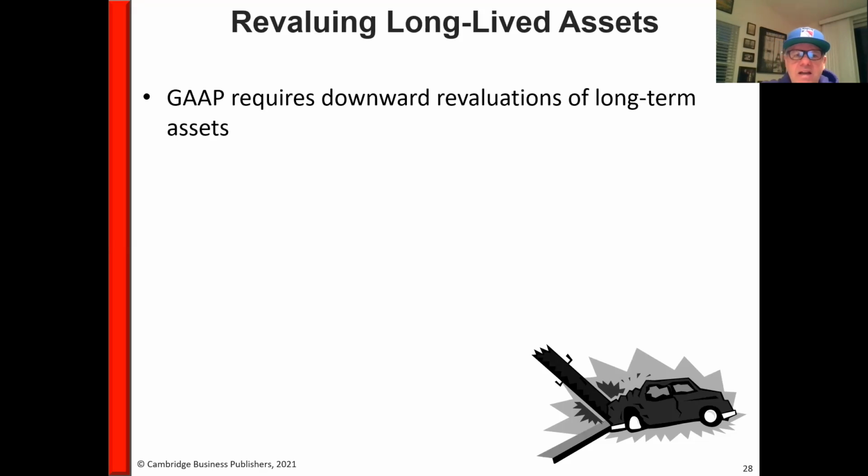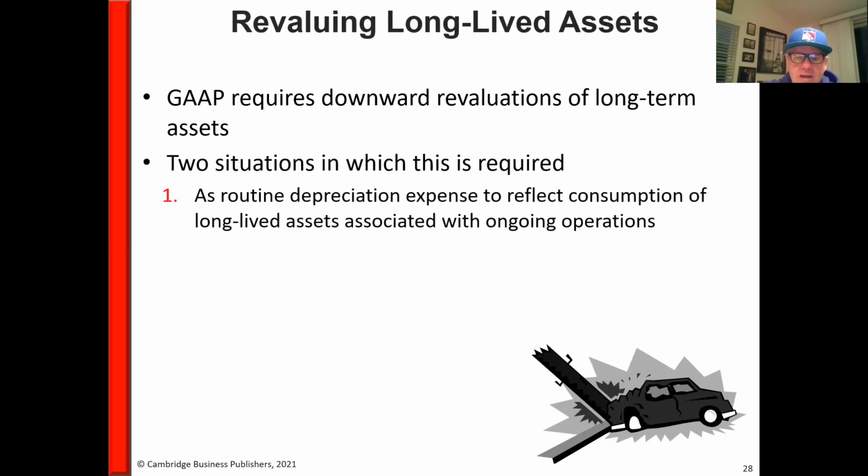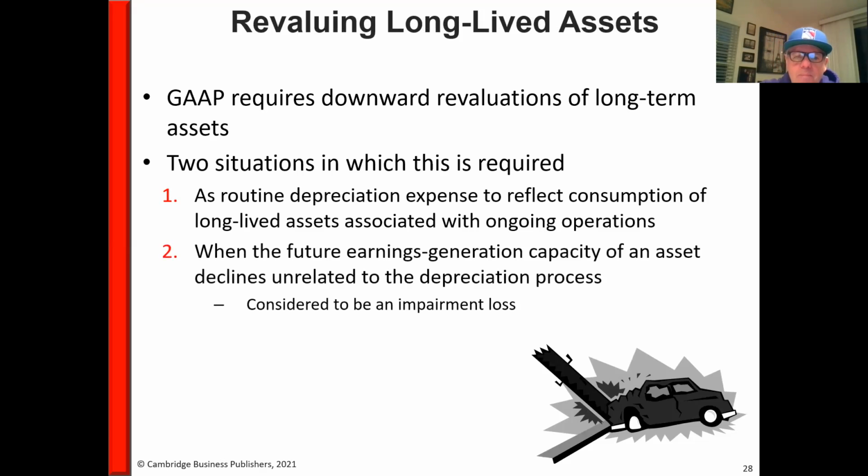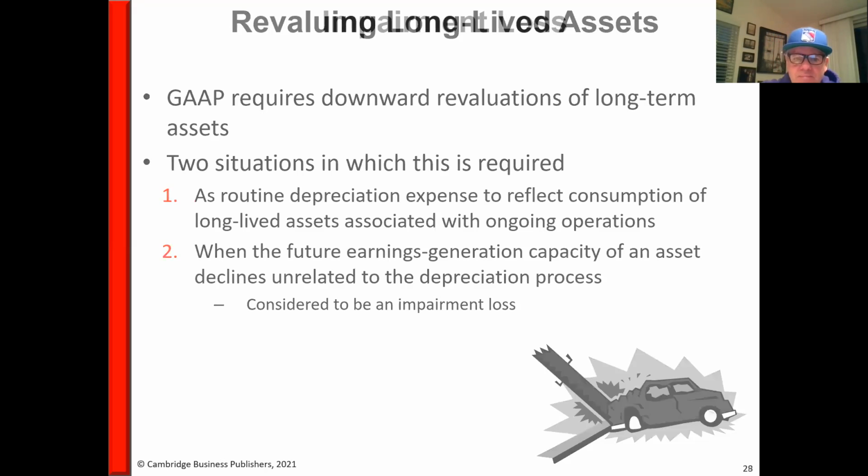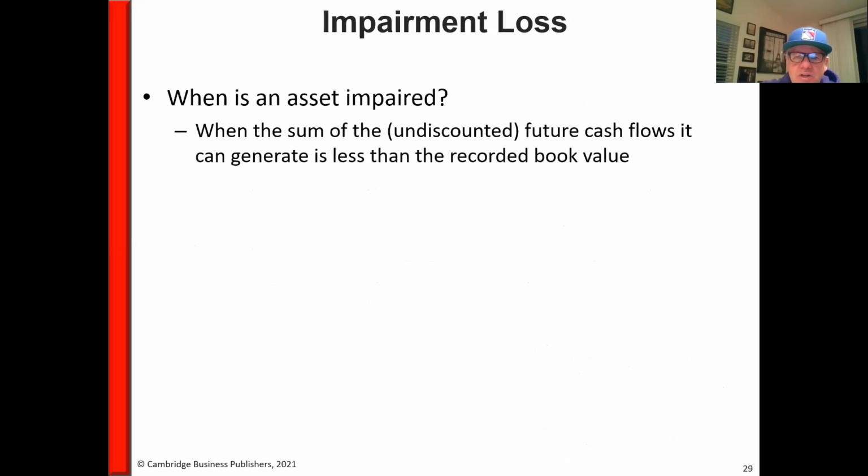We've got to do a downward revaluation of long-term assets if those assets have been impaired. On a routine basis, we do recognize depreciation each year. That's our systematic and logical method of recognizing the cost of the asset over its useful life. But we also have cases where an asset has been impaired. If the ability of the asset to generate income has been impaired, it has to be written down. So we have to recognize an impairment loss.